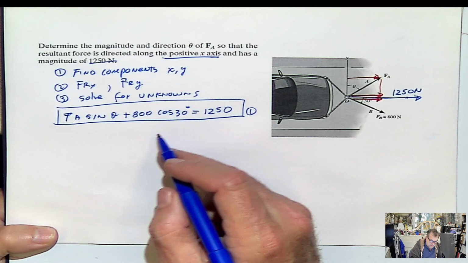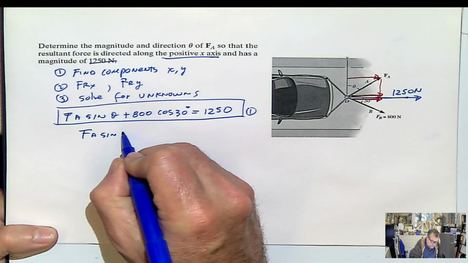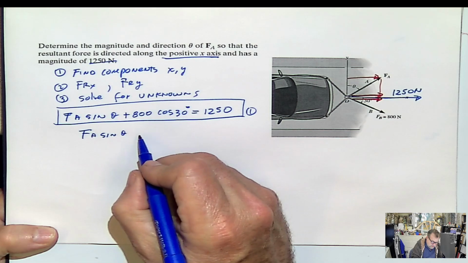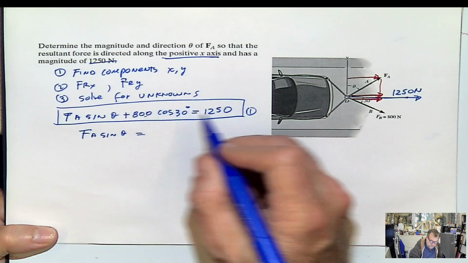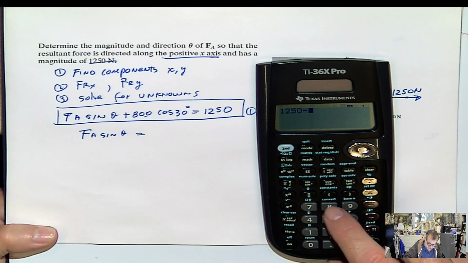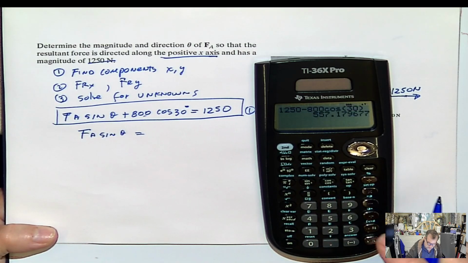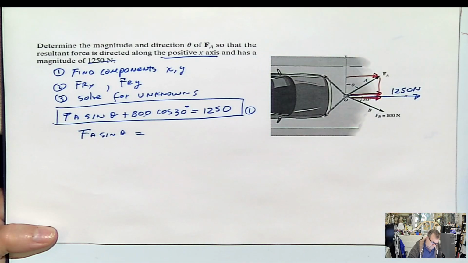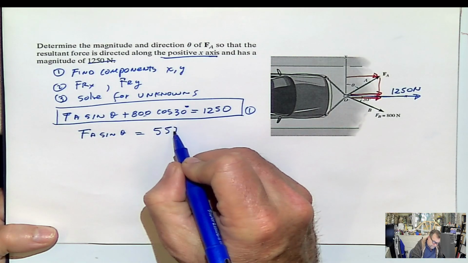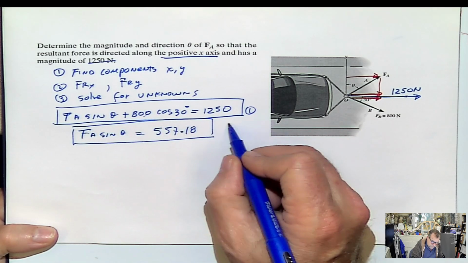We can simplify this a little bit more if you want to, and we can say FA sine of the angle equals 1250 minus that. So it will be 1250 minus 800 cosine 30 when I pass it to the other side. 557.18, and that will be our real equation 1.